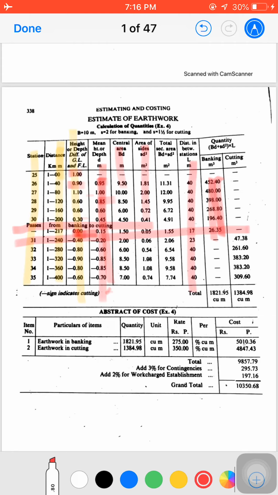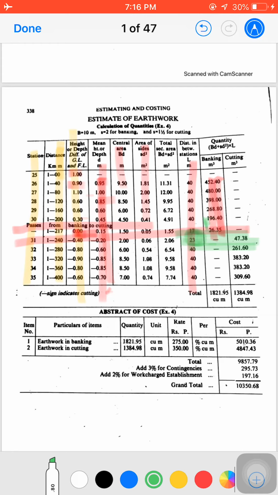Then the distance is 40. Now the distance is 40, but at the point where it passes from banking to cutting, you have to consider 40 and then the distance 17 and 23. So up till 17 it will be in banking, and from 23 it will be in cutting. So L will change here at this point.